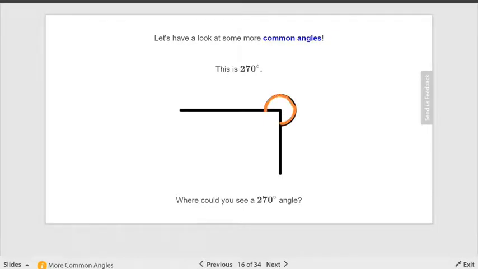Is there a name for that kind of angle? We'll see. Hold on. Stick with me for a minute.